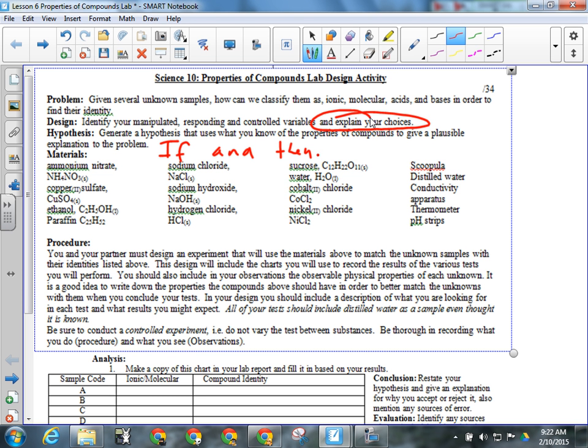Then, what do we need to be able to have happen? We've already said we're working on the premise that everything has its own unique properties. We're going to run tests to find those properties. What should happen? If everything has its own properties, what should happen when we're done all those tests? What should we be able to do? Right, and as a result, we should then be able to identify the unknowns. We should get unique results that allow us to identify each of the compounds.